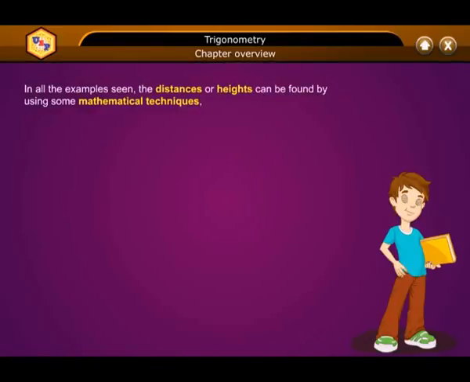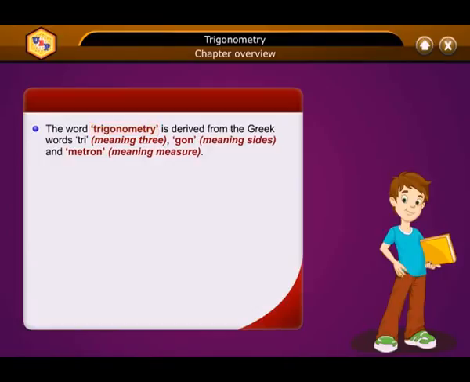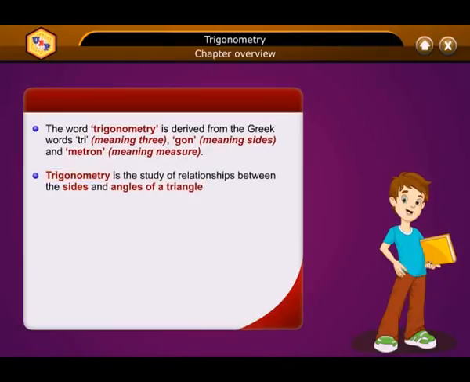In all the examples above, the distances or heights can be found by using some mathematical techniques which come under a branch of mathematics called trigonometry. The word trigonometry is derived from the Greek words tri, meaning three, gon, meaning sides, and metron, meaning measure. In fact, trigonometry is the study of relationships between the sides and angles of a triangle.